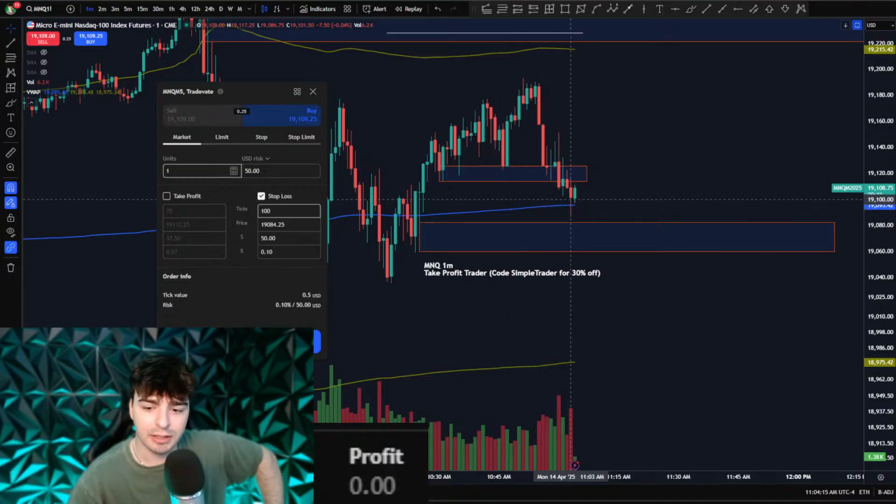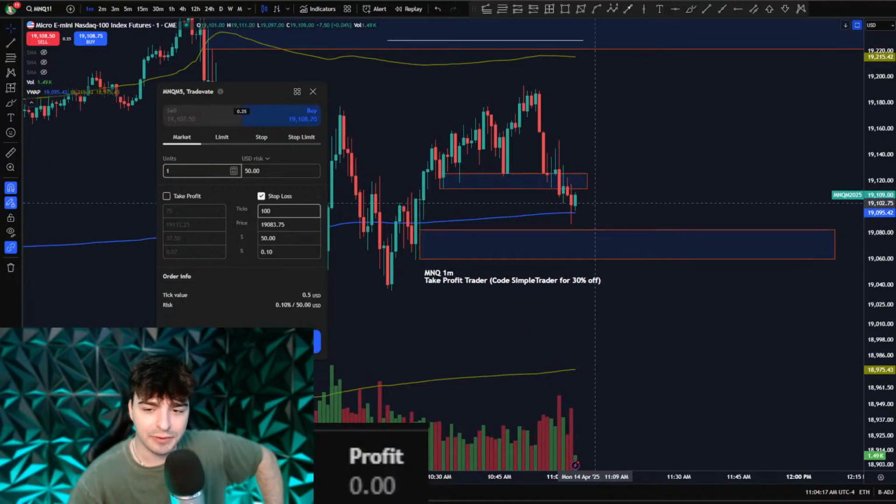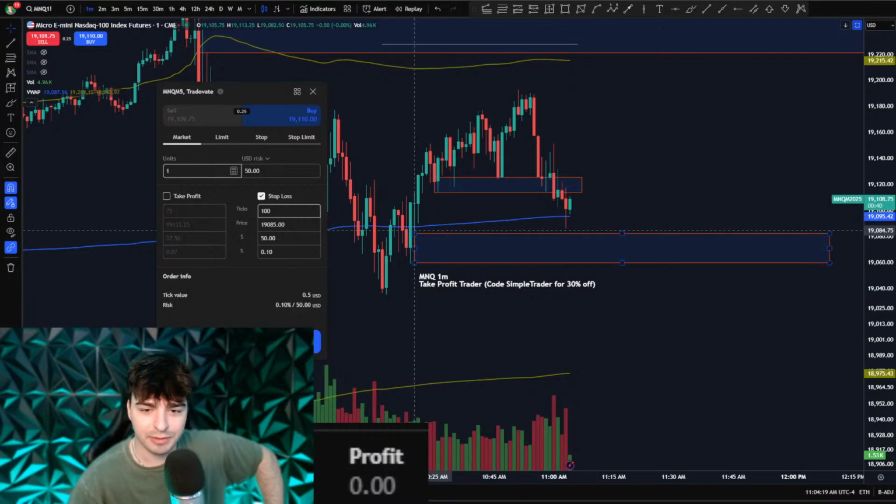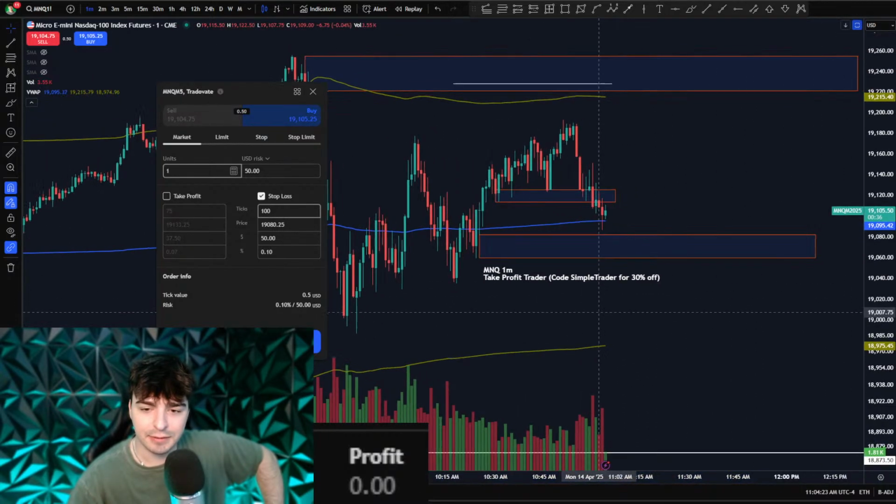Looks like we're getting that close above VWAP and a little bit of a high volume candle as well. So hopefully we didn't miss this. Could have. It's possible.